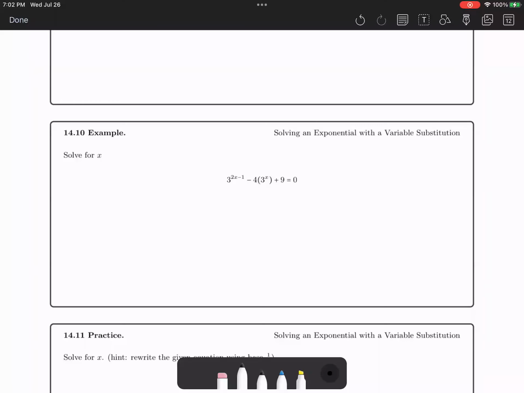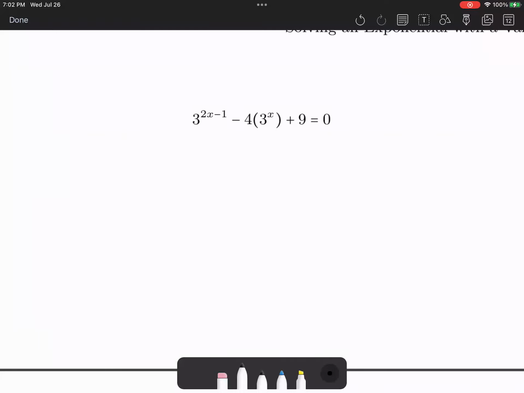All right, let's solve this. We have 3 to the 2x minus 1 minus 4 times 3 to the x plus 9 is equal to 0. Okay. So we're going to do a little pattern recognition here, and it might seem a little bit weird at first, but we're going to create a new variable, give ourselves a new equation that's easy to solve. We'll solve that, and then we'll return to this equation and figure out what x has to be.